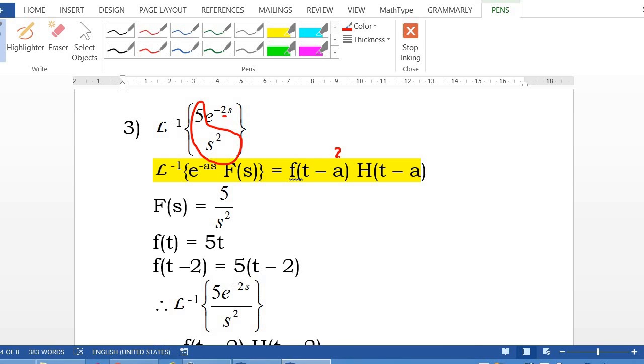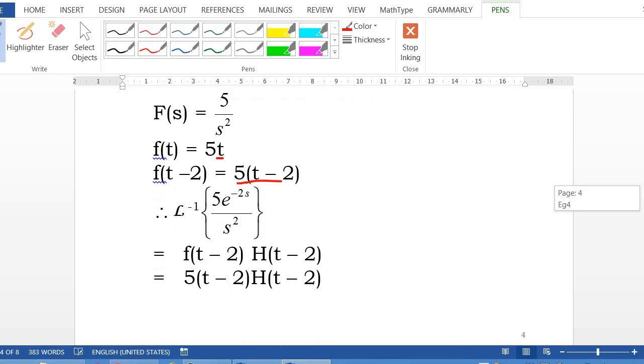A is 2. So the result is f(t minus 2) h(t minus 2). So that's why the inverse Laplace for this function will be f(t minus 2), which is 5 times (t minus 2), multiplied by h(t minus 2). This is the third term.